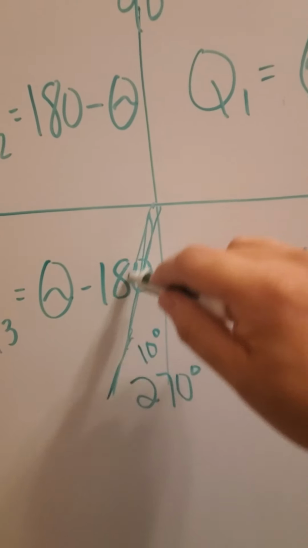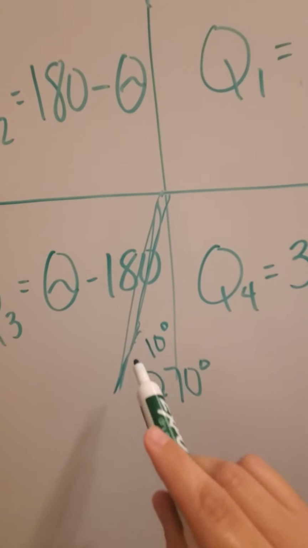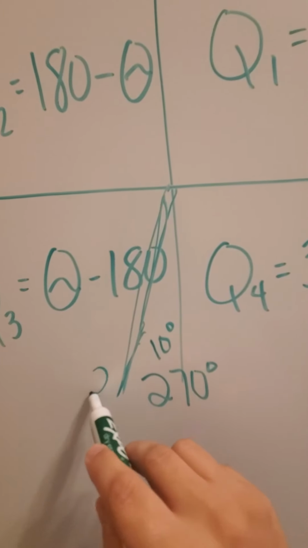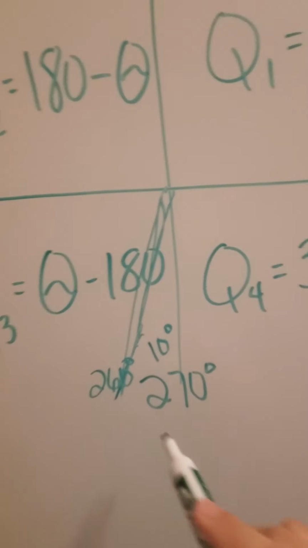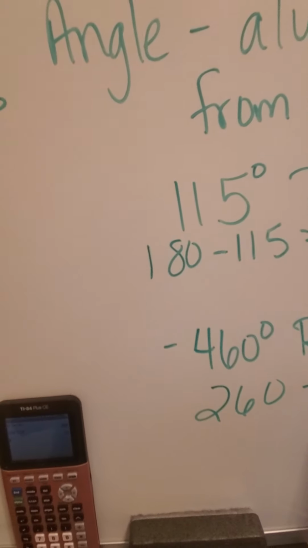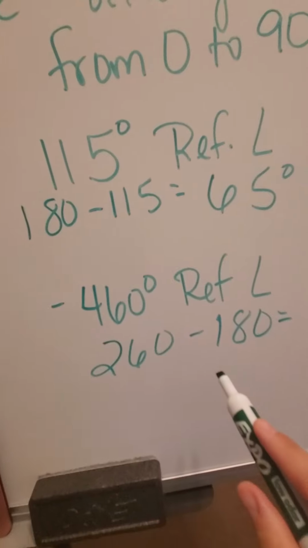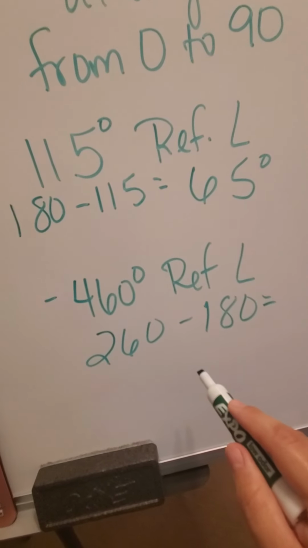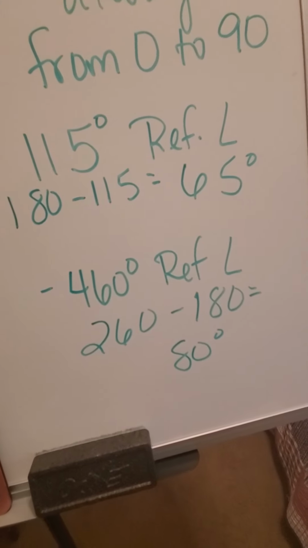Negative 460 would be to here, which is 10 degrees above 270, which would put it in the positive respect. It would put it at 260, right? So now all I have to do is say 260 minus 180, and I get what? Should get what, 80 degrees? Okay, so that's how it works.